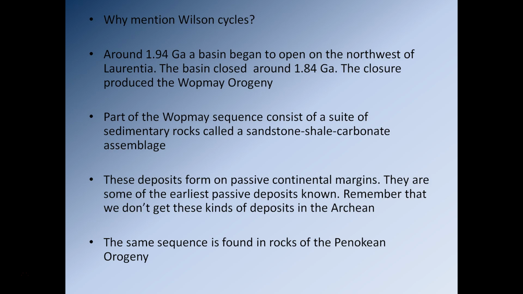So sediment was being deposited into and onto those passive continental margins, and then obviously those rocks were incorporated into the resulting orogeny, the resulting mountain range, as the basin closed up and the pieces of continental crust banged into each other. So these are some of the earliest passive deposits known. This is a very good indicator that we are moving from subduction-dominated margins of continents to more passive margins of continents. So we also see the same sequences being found in the rocks of the Pinokian orogeny.